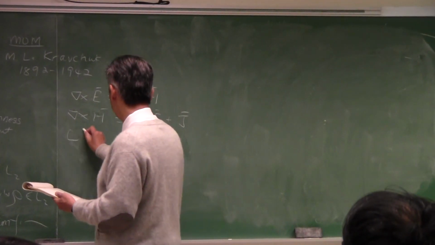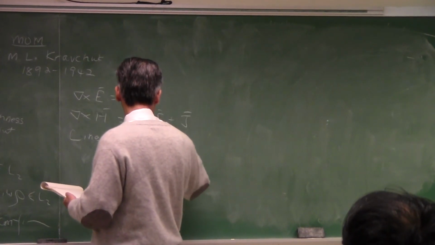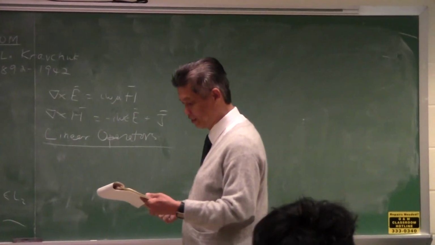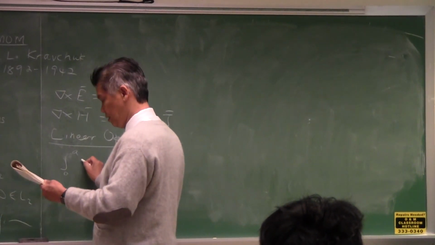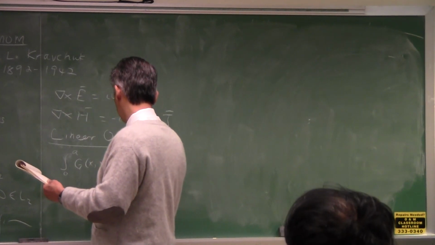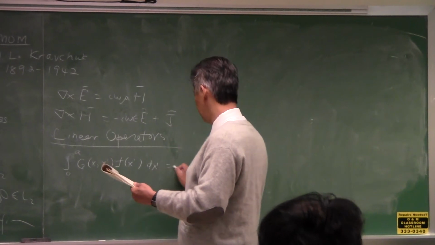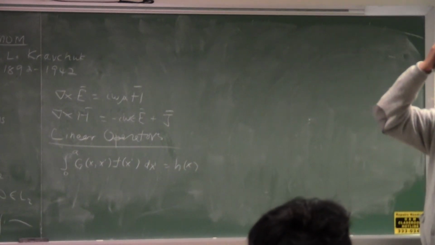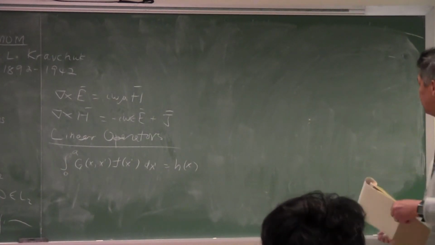So let's talk about linear operators that we use so often in electromagnetics, like the Green's function: the integral of g(x, x') f(x') dx' is equal to h(x). This is an integral equation, okay? And you can always get integral equations in electromagnetics quite easily.